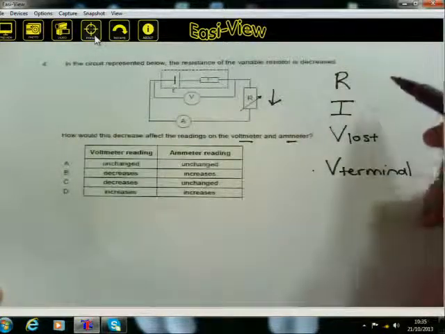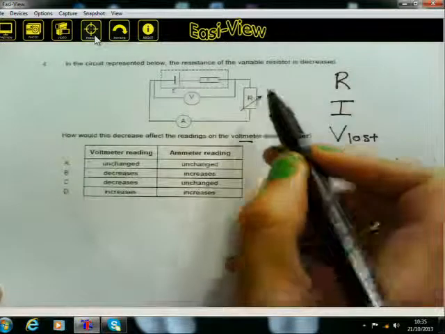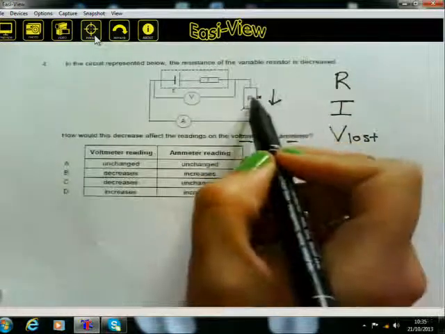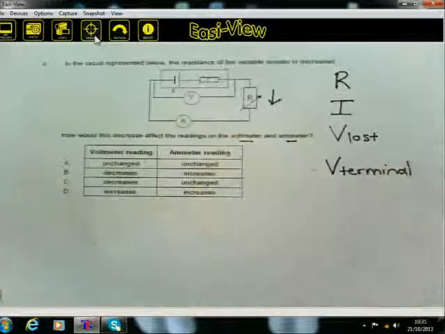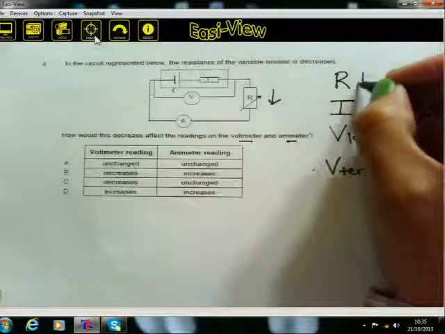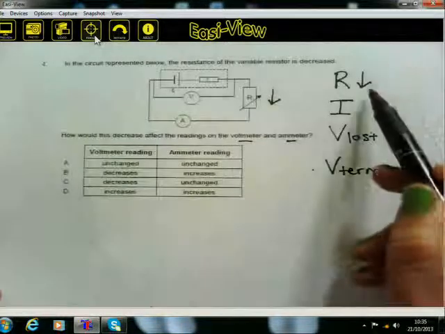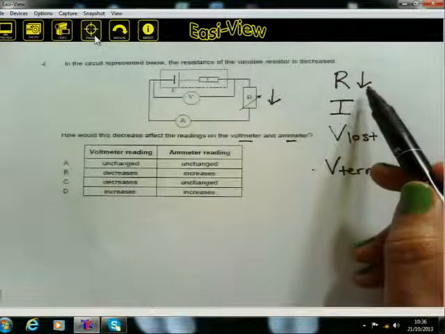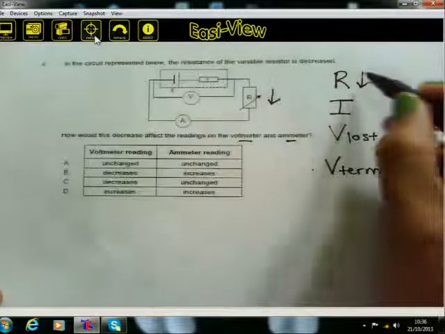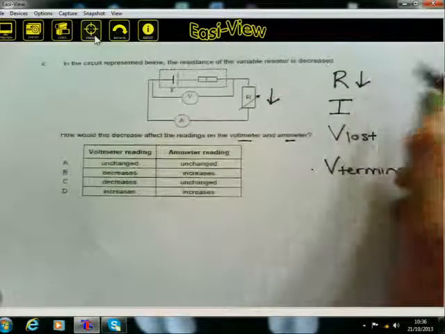Alright, so the first variable is R. They told us that R is being decreased. So we are going to write R goes down. And please, when you do the examination, and this is a long question, don't just make arrows like this, you must write full sentences. So R is being decreased, that was given. They told us that.